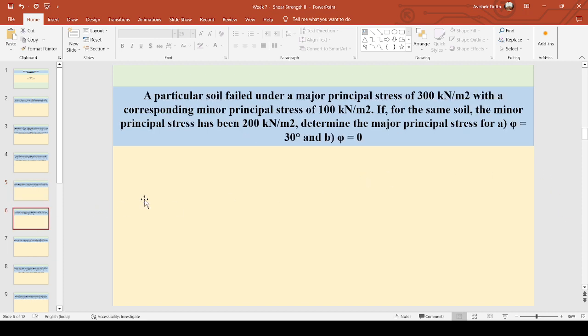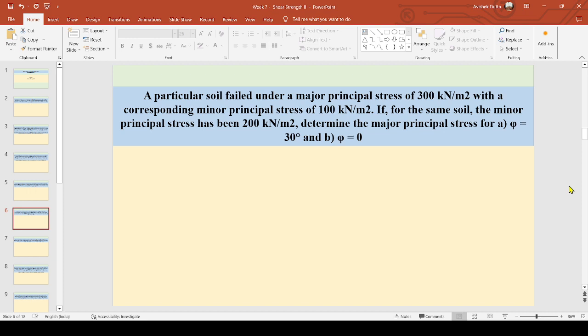Next question. A particular soil failed under a major principal stress of 300 kN/m² with a corresponding minor principal stress of 100 kN/m². If for the same soil the minor principal stress has been 200 kN/m², determine the major principal stress for part A, phi equal to 30 degrees, and part B, phi equal to 0 degrees.